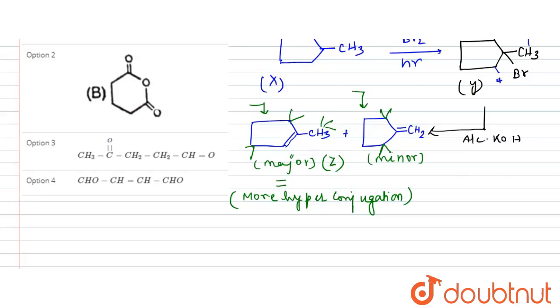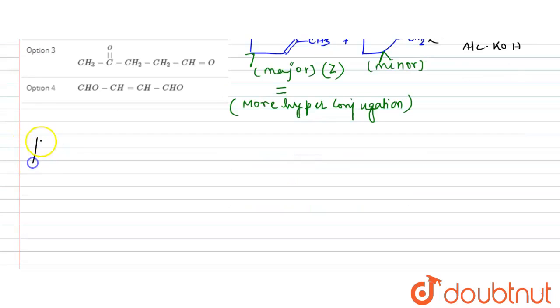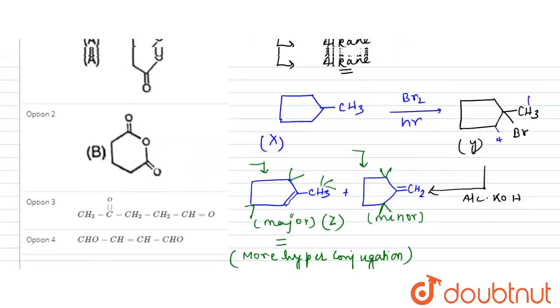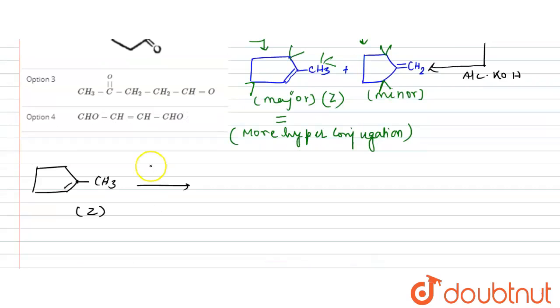Now when you react this Z, this Z with CH3, what was the reagent? With ozonolysis. Now when ozonolysis is done in presence of Zn, this is reductive ozonolysis, and you get the formation of products like this. You have here double bond O and here you have CH3. So this is the product which you get, right?